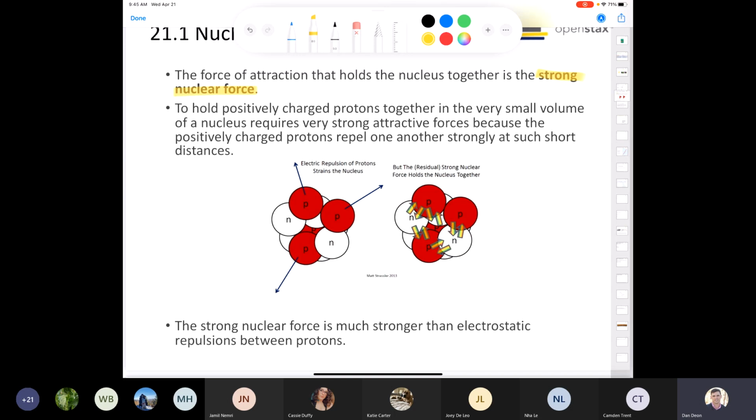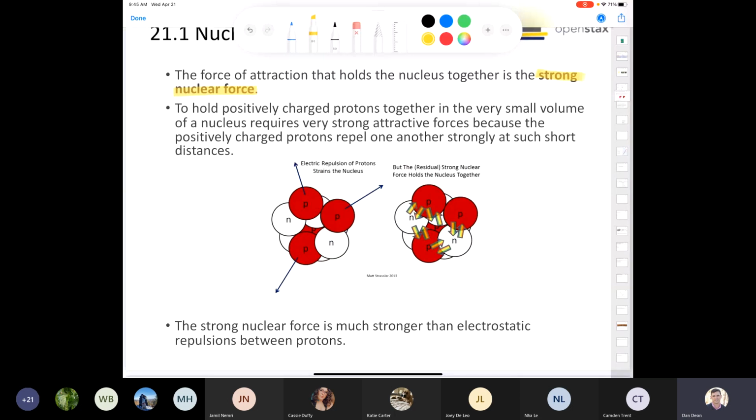It says here that the strong nuclear force is much stronger than an electrostatic force. And in fact, the strong nuclear force is one of the four fundamental forces, being the strong nuclear force, gravitational force, electromagnetic force, and the nuclear weak force that we'll talk about later on. Okay, so that's what holds all those nucleons together in the nucleus.